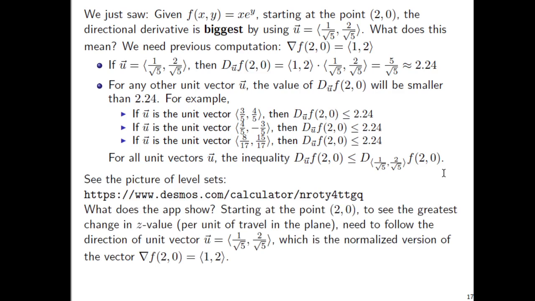Let's take a look at a picture of some level sets. What we're going to do shortly when clicking on this is that in the app, it's just a quick Desmos thing, starting at the point (2, 0) to see the greatest change in z value. So per unit of travel in the plane, right? So all things equal, comparing apples to apples. To see the greatest change in z value, what you need to do is travel in the direction of this unit vector (1 over root 5, 2 over root 5), right? And that's just the normalized version of the vector (1, 2). So let's go take a look at that.